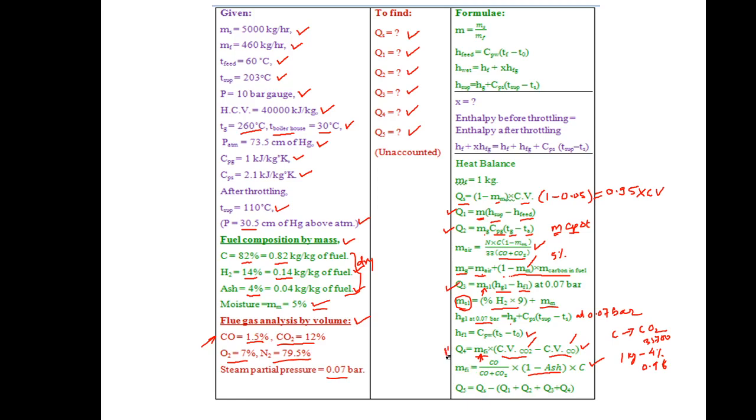So Q4 is obtained here, and after that, using this, Q5 is equal to the amount of heat produced minus the amount of heat utilized as Q1, Q2, Q3, Q4, which we have calculated, and from this we can find out the unaccounted heat. One more thing.